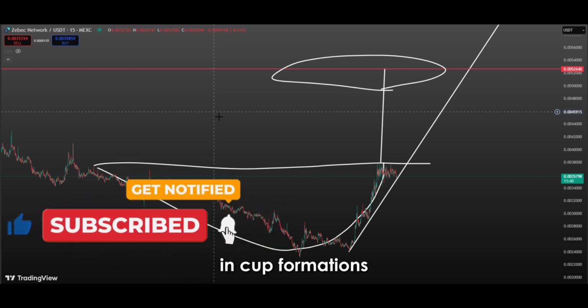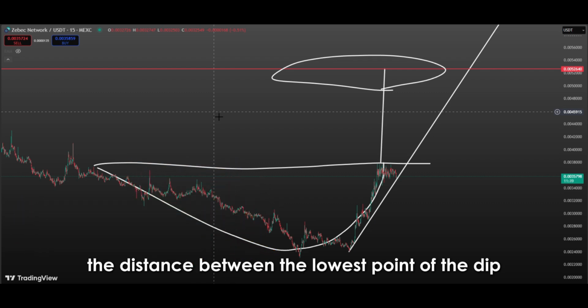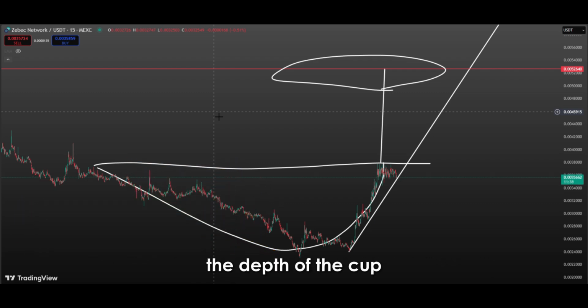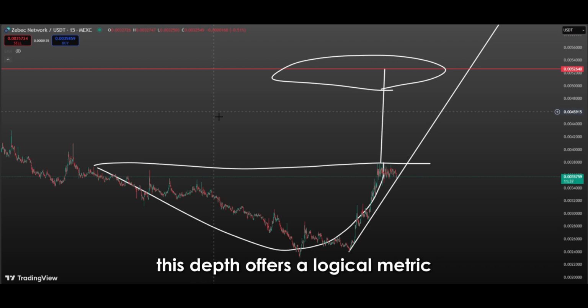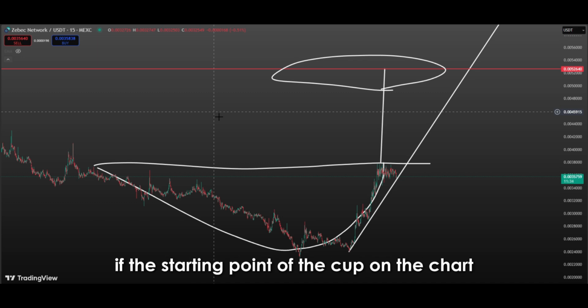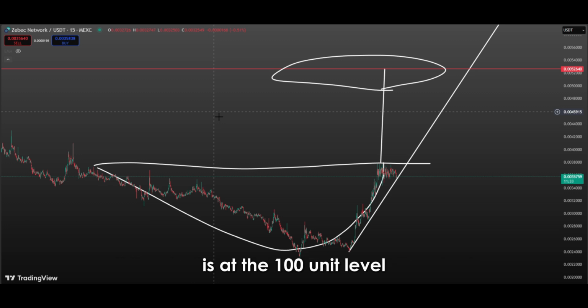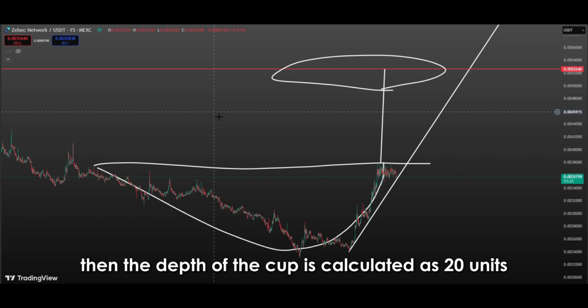In cup formations, the distance between the lowest point of the dip and the starting point of the formation, the depth of the cup, plays a key role in target price calculations. This depth offers a logical metric for how far the price might rise following an upward breakout. For example, if the starting point of the cup on the chart is at the 100-unit level and the lowest point is at 80 units, then the depth of the cup is calculated as 20 units.